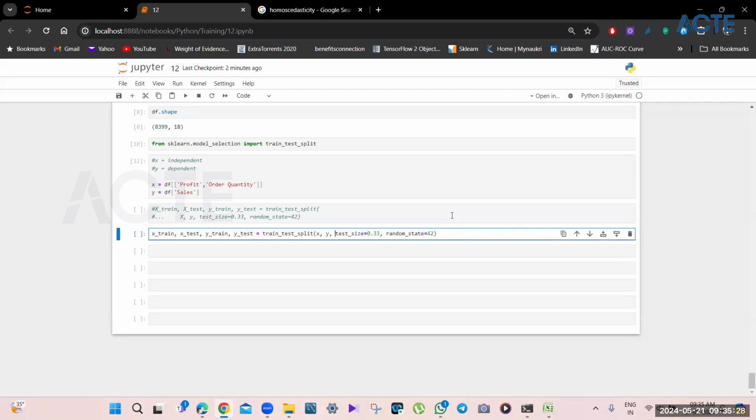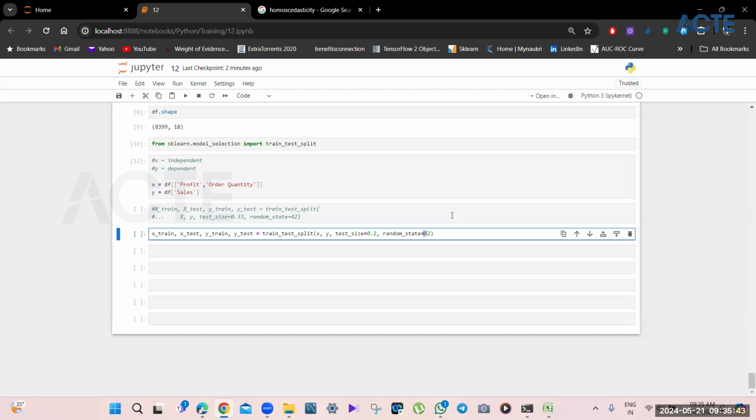One is dependent, independent, test size. That means 33% I am considering for test and 67% for training. We can change it. Let's make it 0.2. That means 20% for test and 80% for training.